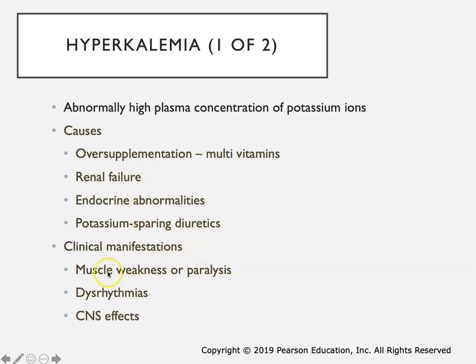Some of the clinical manifestations: muscle weakness, paralysis, dysarrhythmias. Again, this is abnormal heart rhythm, and you would see a dysarrhythmia on an ECG or an EKG. Central nervous system effects as well, because remember we said that potassium is really important in maintaining membrane potential. So yes, that affects every single cell in the body, but particularly is going to affect muscle cells and nervous system cells, or neurons.